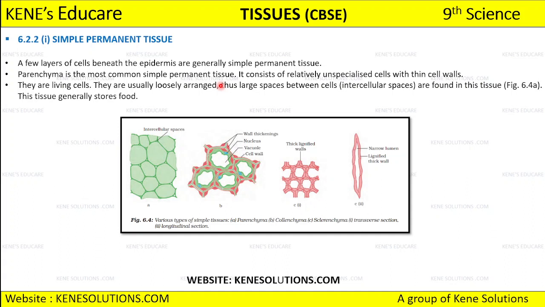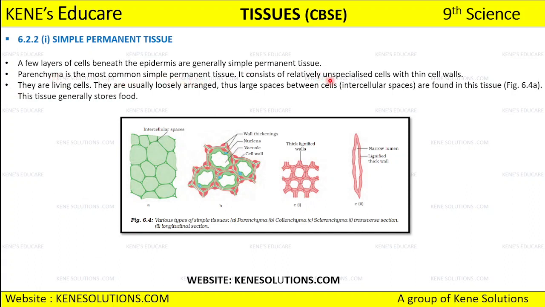ठीक है, so parenchyma जो है, we have three different types of simple permanent tissue. We have parenchyma, we have collenchyma, and we have sclerenchyma. So these are the three important types of simple permanent tissue that we have. So parenchyma is the most common simple permanent tissue. What? Parenchyma जो है, that is the most common simple permanent tissue.